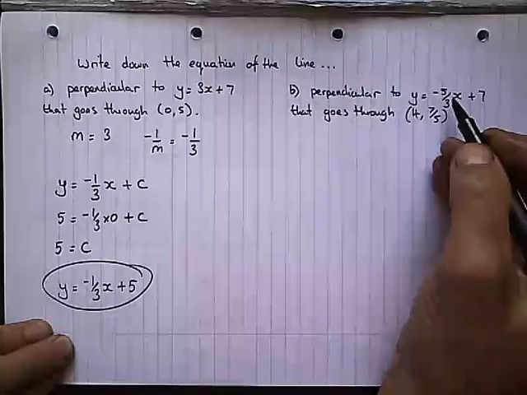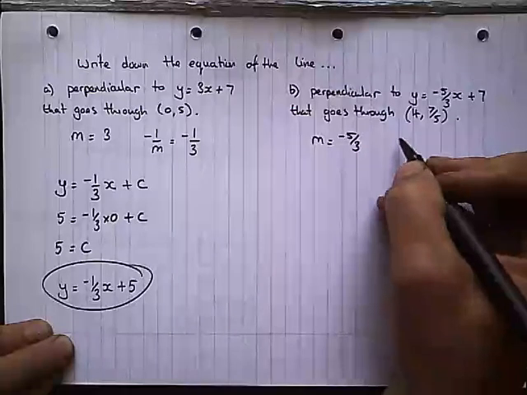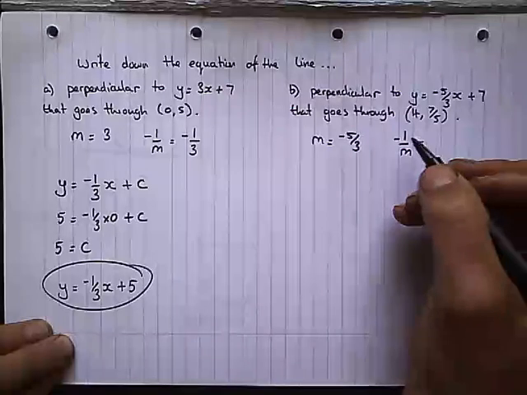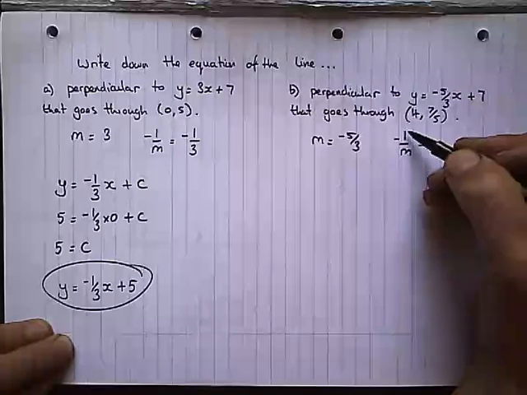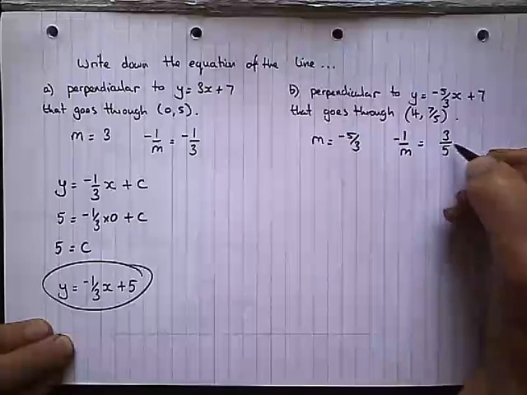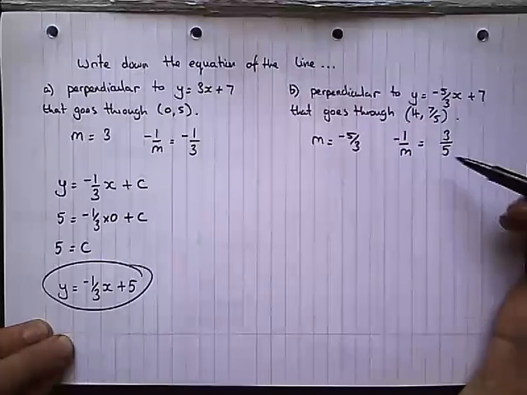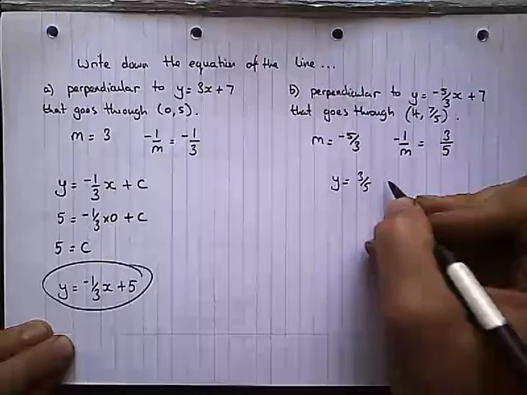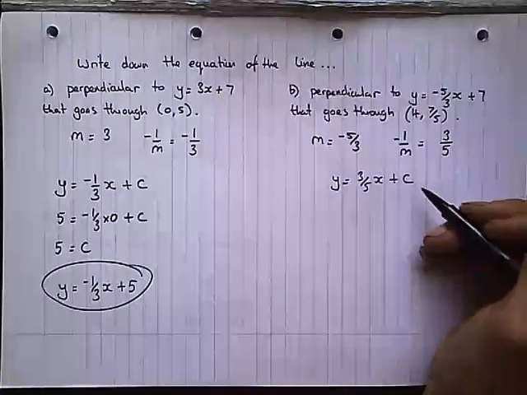So if my gradient is m equals minus 5/3, then my minus 1/m means I'm going to flip this and change the sign. I flip it and I change the sign. So if I flip it, I get 3/5. If I change the sign from a negative, it becomes a positive. So my general form of the perpendicular line is y equals 3/5 x plus c.